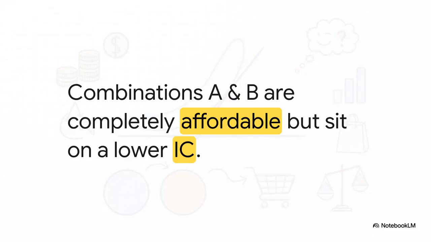Take a look at combinations A and B. They sit perfectly on that straight budget line, KL. That means the consumer is spending all their given income. They are completely 100% affordable, but look at which curve they sit on. They're stuck on IC1, the lowest indifference curve on our map. So even though they're perfectly within reach, the consumer is being highly inefficient here. They're just not maximizing their satisfaction with the money they have.